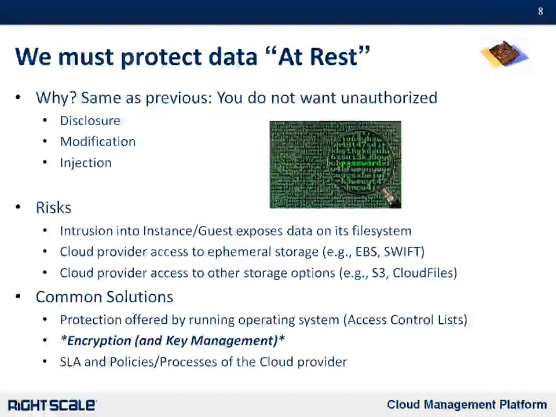So what are some common solutions to protecting data at rest? Protection offered by the running operating system. File system access control lists are one of the very common methods that we use for that. What we're going to be talking about today in detail, and Dave's going to really delve into the solution, and really what has become the primary mechanism by which to protect data at rest in the cloud, is encryption and associated key management, right?